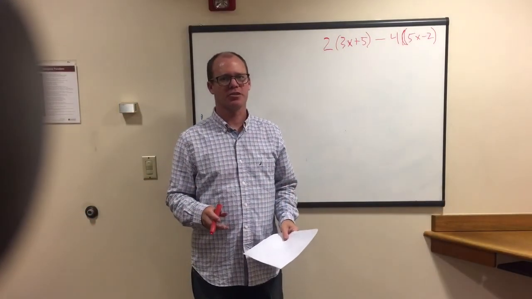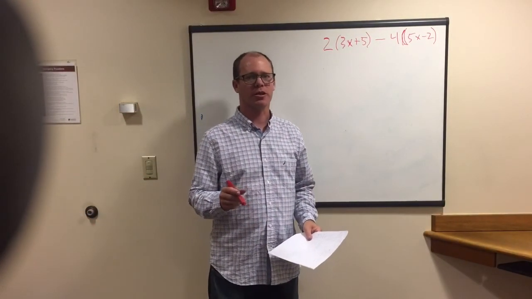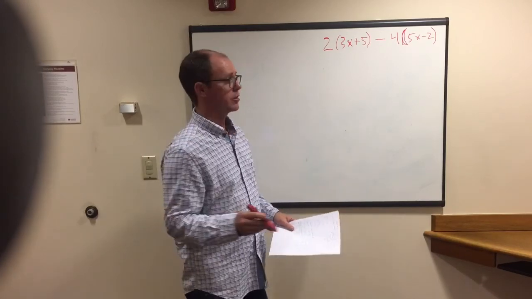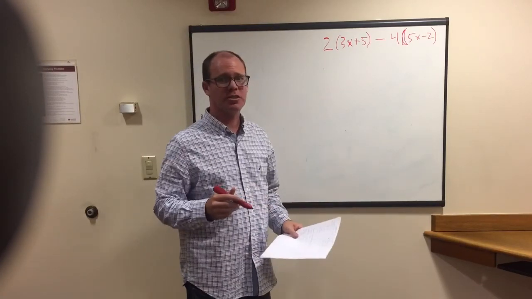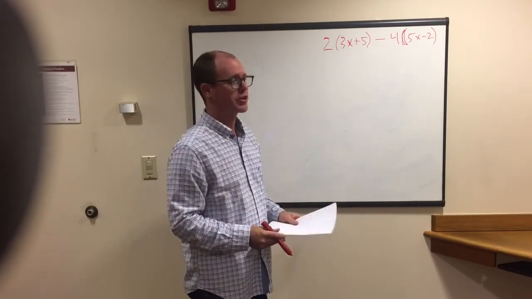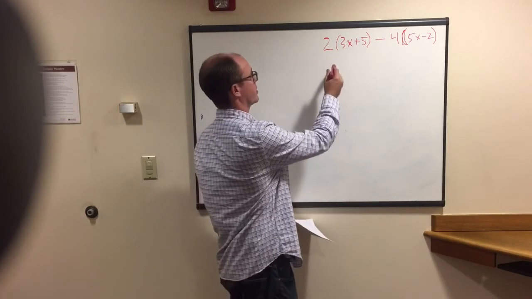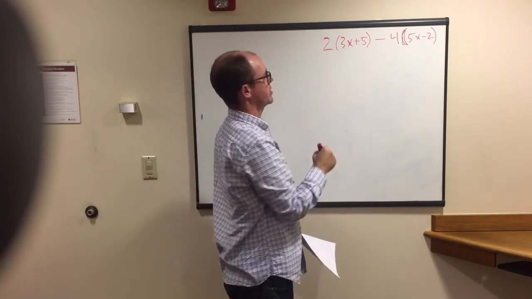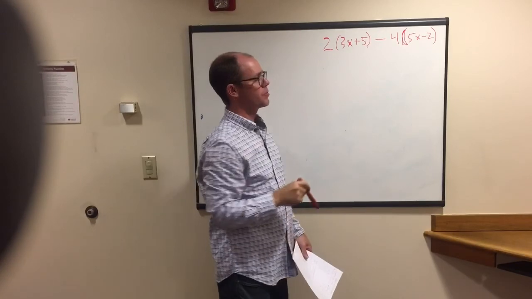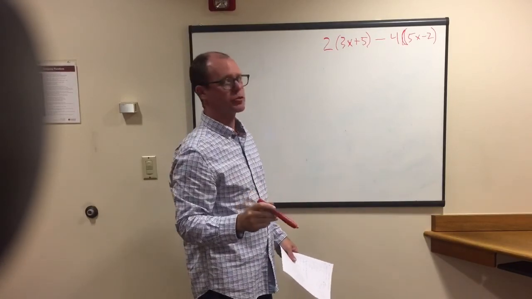All right, we have equations with one variable. So we're going to look at two questions here. This first one is a little bit easier, and the second one a little bit more challenging. So we have 2 times (3x plus 5) minus 4 times (5x minus 2).